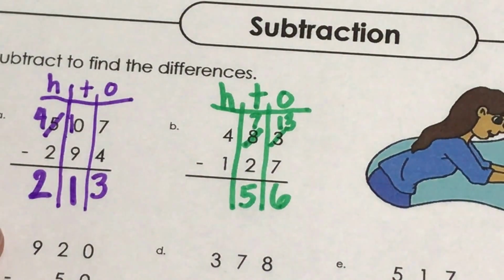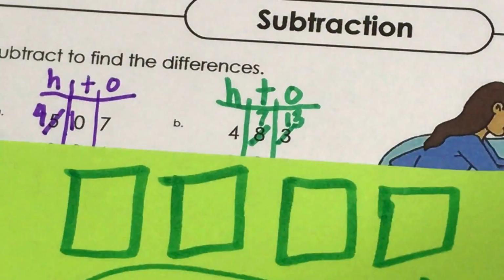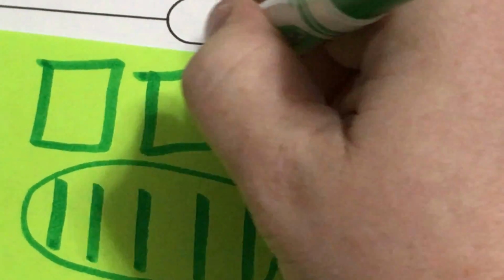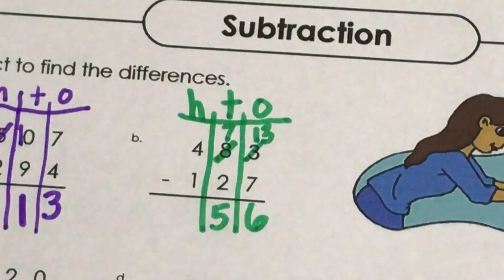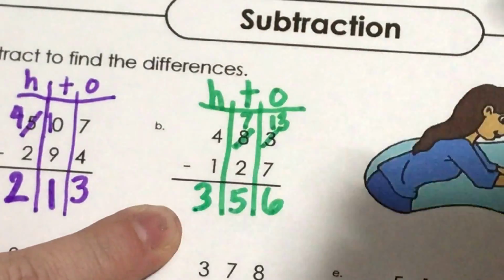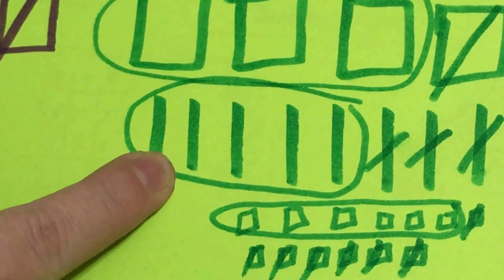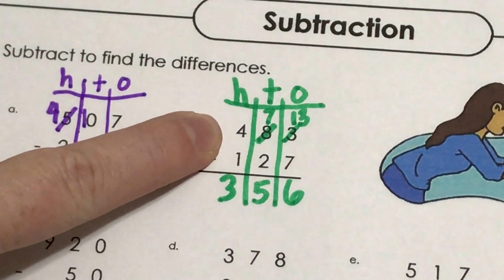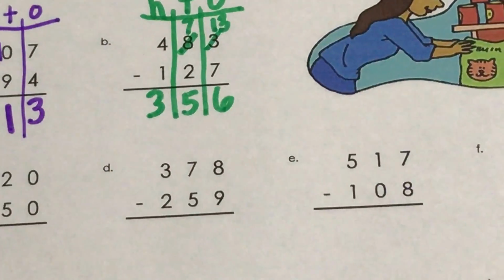And then we move over to the hundreds place and we say 4 minus 1. Here are those 4 groups of 100. We can take away 1 of them, and that leaves us with 3 groups of 100 left. So 4 minus 1 equals 3. Now we can see that our answer is 356. And here's our answer, 356. 483 minus 127 equals 356.